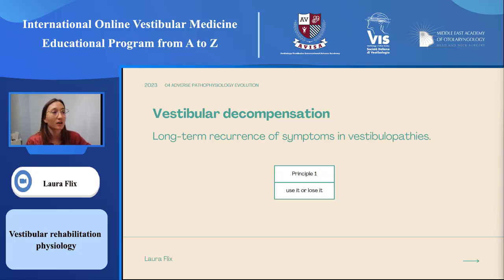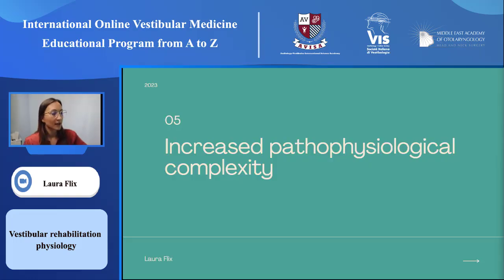Because there will be a long-term recurrence of symptoms in some vestibulopathies, because of the principle that we talk about, use it or lose it. If they don't have much activity in their daily activities, if they don't use this improvement in motor learning, probably it will disappear, no? But until now we have seen the effects in physiology, in exercise, in balance, in pathology, but just unilateral.